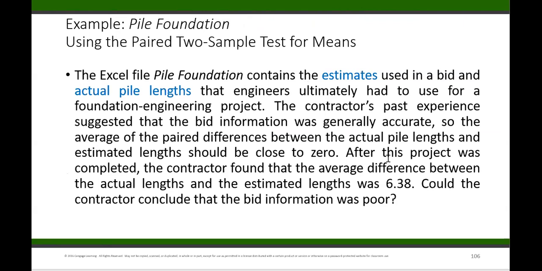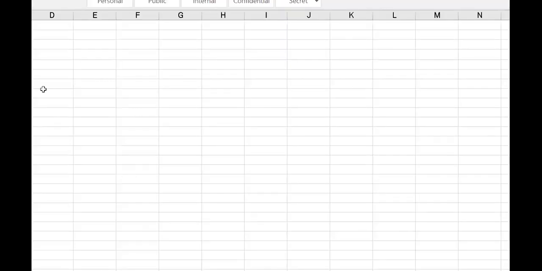For those projects that they have won, they can see the actual pile lengths, the actual length, and then they can compare it with the estimates. That way they can see their performance, how they've done in terms of the estimation of the length of the pile. So now we want to see if the bid information, the estimation, was poor or not. So I'm going to open the data file here.